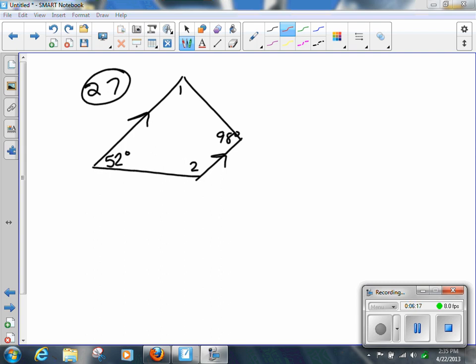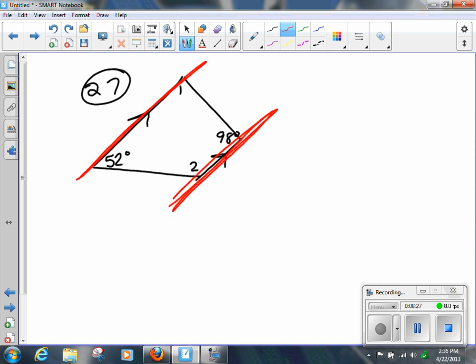It's not a parallelogram. It's actually a trapezoid. Why? It's only got one pair of parallel sides right here. Now, folks, you have to use your parallel line knowledge.